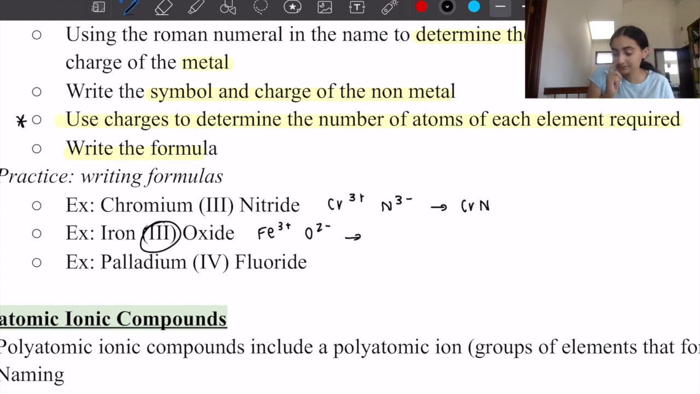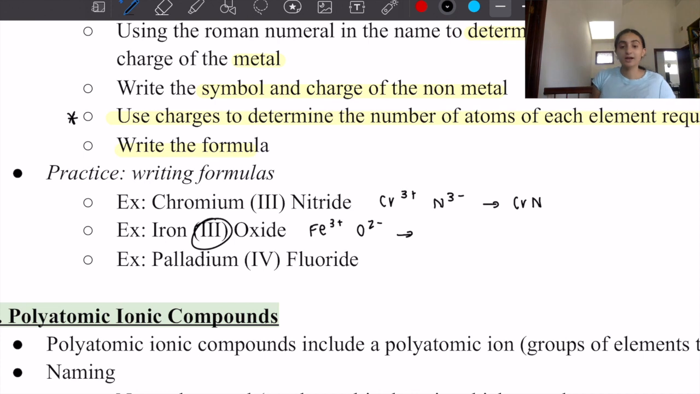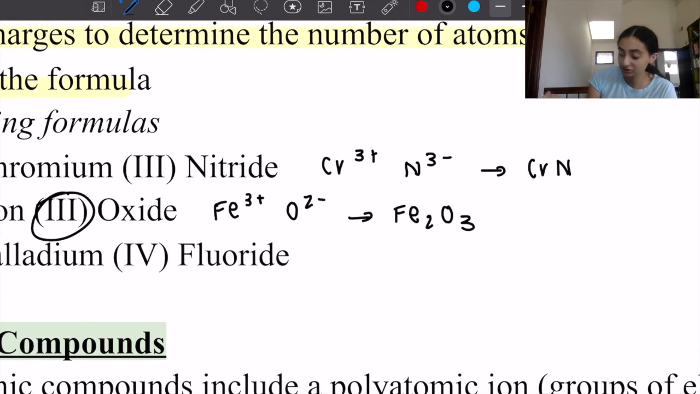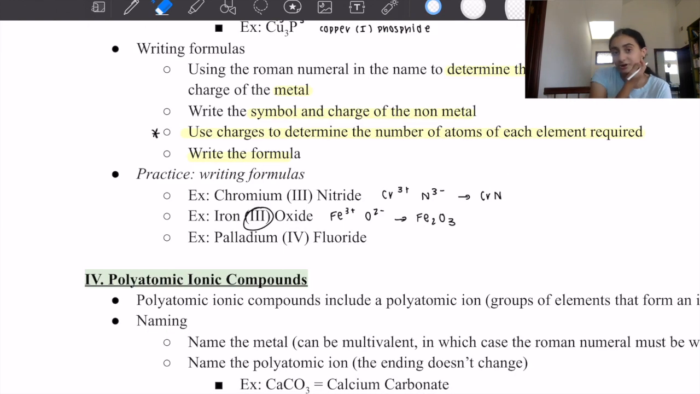Now, this one's a little bit harder. We have to think of least common multiple again. The least common multiple of 3 and 2 is 6. So we know that we will need 2 irons, because 3 times 2 is 6, and 3 oxygens. So I'm going to rewrite this as Fe2O3. Now we can always check that these charges work out. We have -6 here, and we know that we're talking about iron 3. 3 times 2 is 6. So we have +6 here. And then the overall charge is neutral.